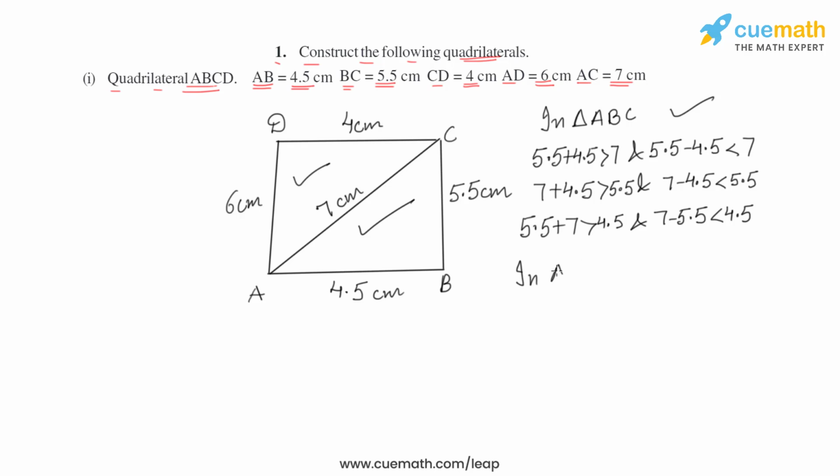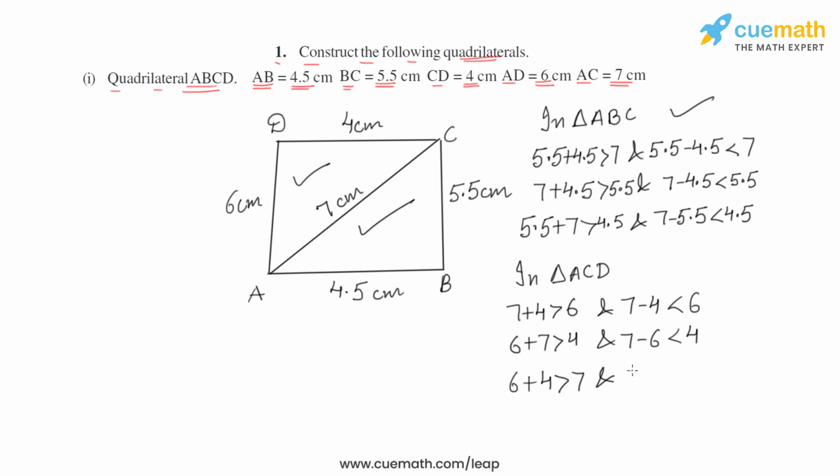Let's check for triangle ACD. In triangle ACD, the three sides are 6, 4 and 7. So 7 plus 4 is greater than 6 and 7 minus 4 is less than 6. Correct. Then 6 plus 7 is greater than 4. Correct. And 7 minus 6, the difference, is less than 4. Correct. Then 6 plus 4 is greater than 7, correct, and the difference 6 minus 4 is less than 7. So this is also possible. So the triangles' construction is possible. Let's construct the quadrilateral now.